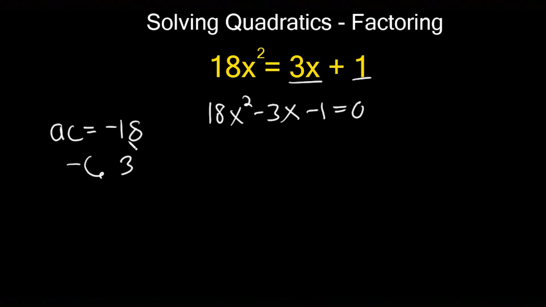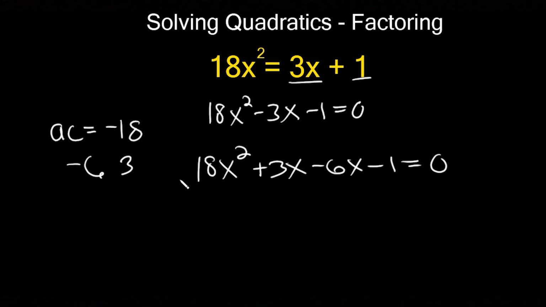Now, A is not equal to 1 here, so I have to go ahead and factor by grouping. So I'm going to rewrite it as 18x squared. And then again, grab any value. It doesn't matter. I can grab the negative 6 or the positive 3. It won't matter. I'll go ahead and grab the positive 3 here. So plus 3x, and then minus 6x, and then minus 1, all equal to 0. From here, I'm going to factor by grouping like we've been doing. So group together your first two and then your last two.